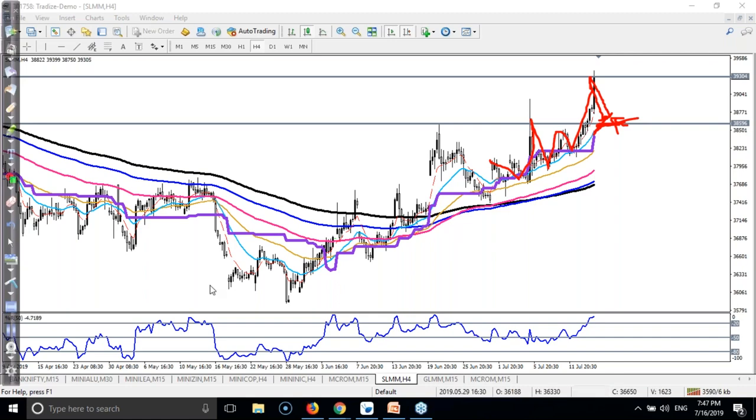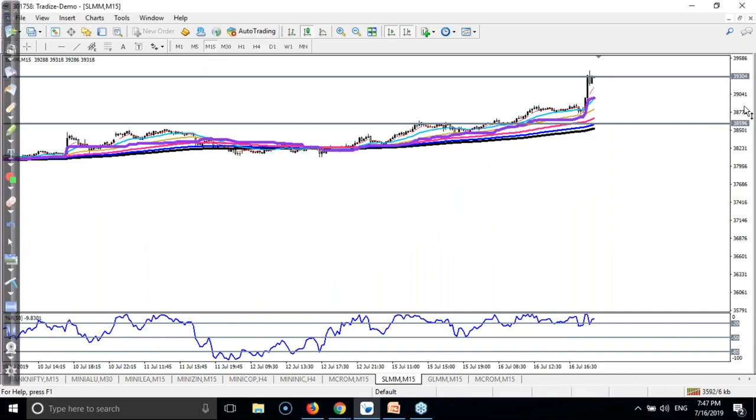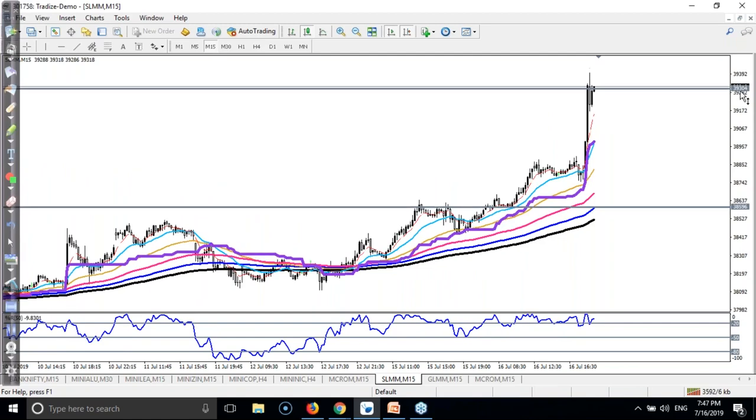Remember, the retracement point 38956, that is the supporting line. When we get the opportunity in this area for the buy, we'll start buying from this area. Remember, this is a 4 hour chart. Let's check in a smaller time frame, like 15 minutes. So now you can see this is our 15 minute time frame.